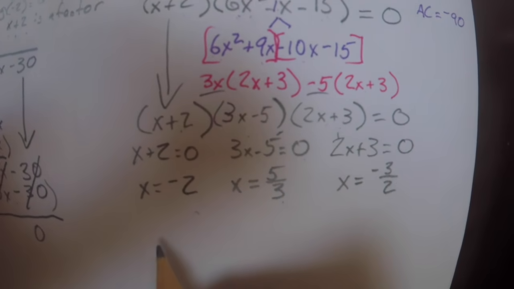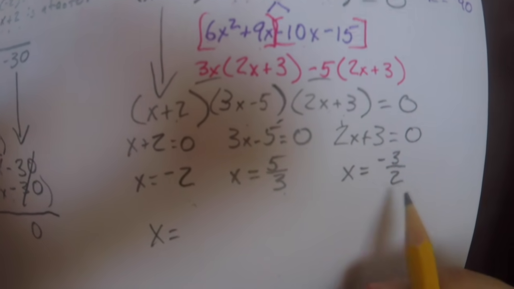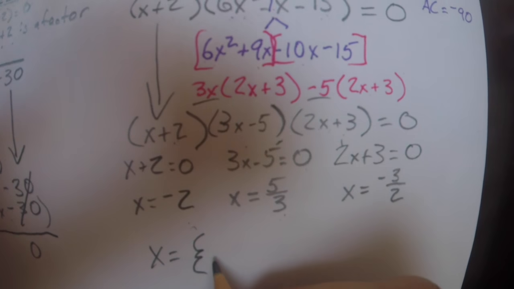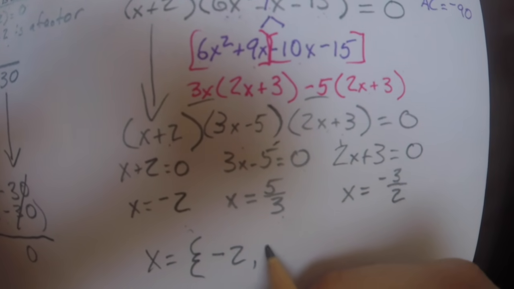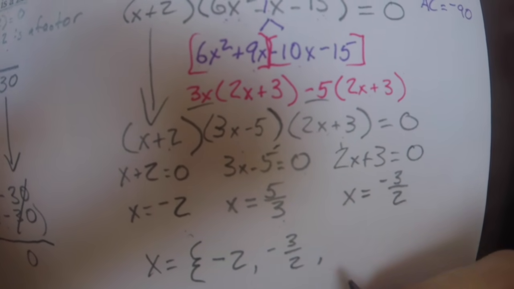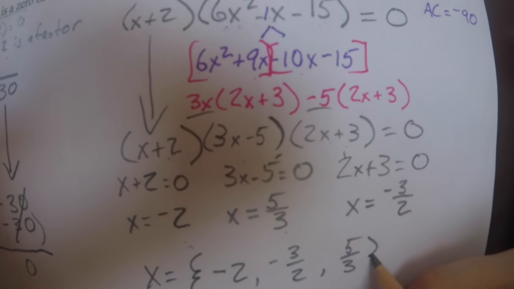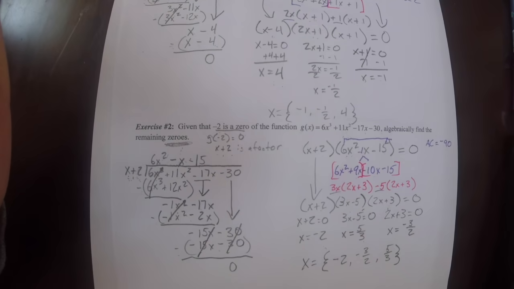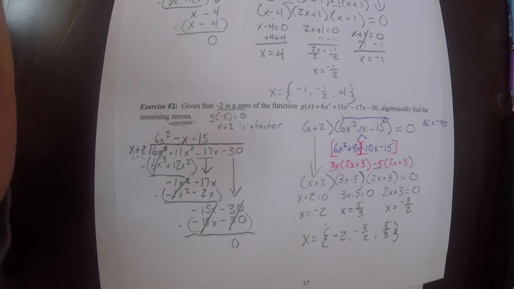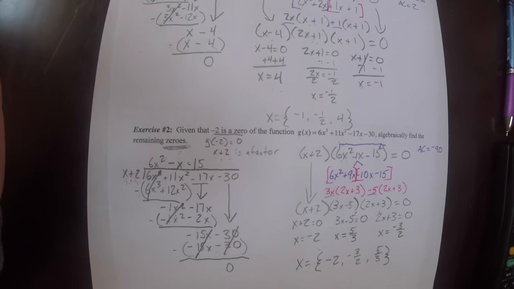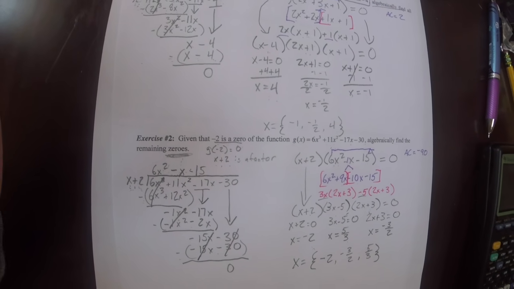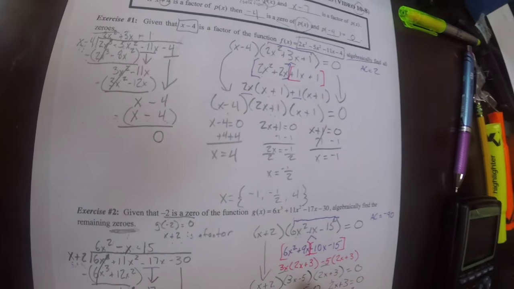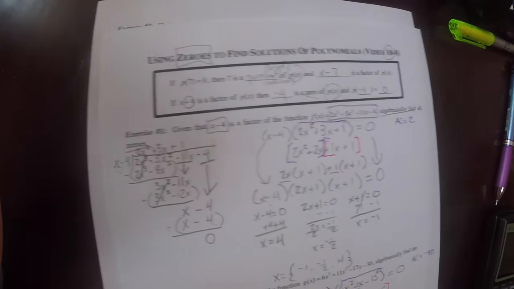Same thing down here. These are all my zeros. Okay. Put them in numerical order: negative 2, negative 3/2, 5/3. All right, and that's how you do that. Okie dokie. Any questions? Going once, going twice, moving on.